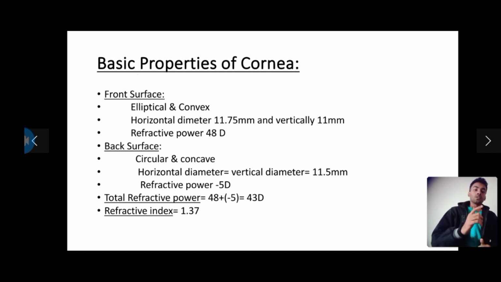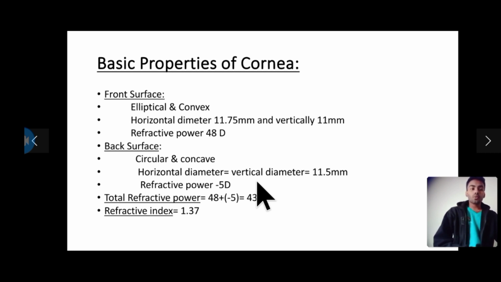Okay, so in the front surface, the horizontal diameter of the cornea is 11.75 millimeter, and the vertical diameter of the cornea is 11 millimeter. Okay, and the front surface refractive power is plus 48 diopter, as it is the convex surface. Okay, now come to the back surface. So the back surface is circular, means its horizontal diameter and vertical diameter are both the same, and this back surface of the cornea is the concave surface. Okay, so this horizontal diameter equal to the vertical diameter is about 11.5 millimeter, and the refractive power of this back surface of the cornea is minus 5 diopter.